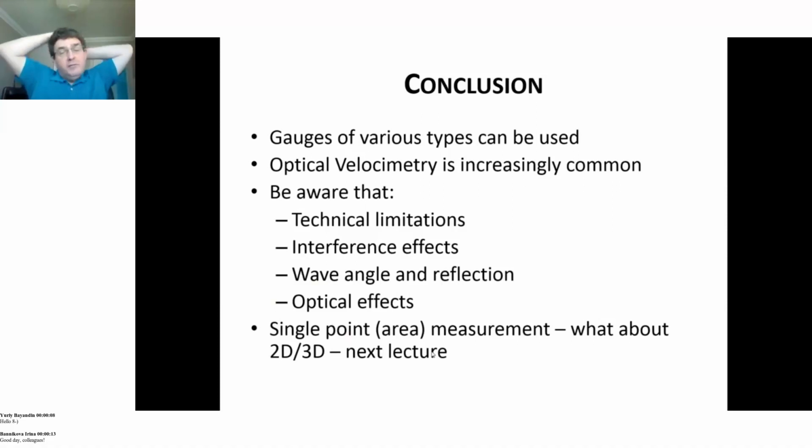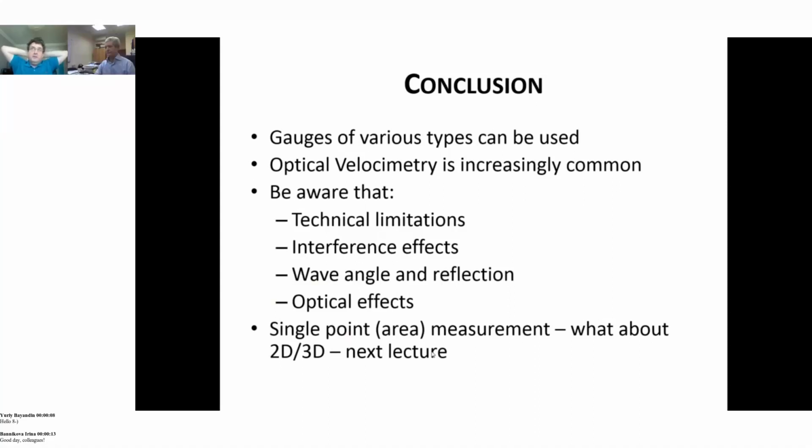Wave angles and reflections are important, and there can be optical effects if you're using velocimeters, caused by changes in the refractive index of the materials you're looking through. So all of these are single point measurements, or if you tell me a gauge occupies a small area, I'll say a single point or small area measurement. It's good for looking at those locations.